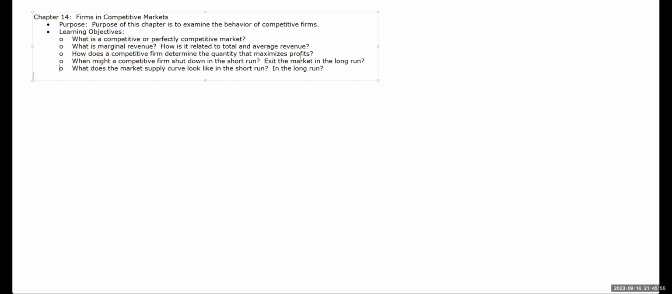Then we're going to go into what I call Taco Tuesday land. When might a competitive firm decide to shut down in the short run? In the short run, decide, you know what, it's better not to produce anything. We'll just shut down in the short run. Or decide to produce at a loss. That's what I call Taco Tuesday. And in the long run, exit the market. So you know what, this is not worth it. We're in the long run. We'll just leave.